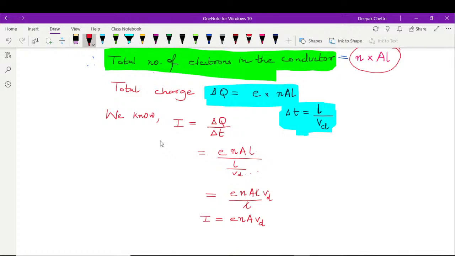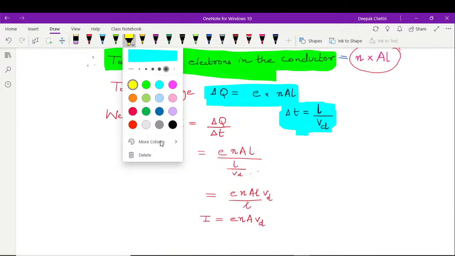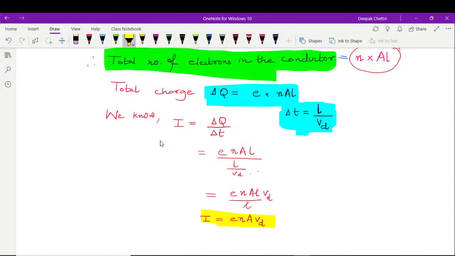Now look here at all the terms. E is the charge of an electron, n is the number of electrons per unit volume in the conductor, a is the area of cross section, and Vd is the drift velocity of the electron. So all the terms are microscopic parameters. We have found a relationship for current based on the microscopic parameters. This is a very important relation, we will constantly keep using this.